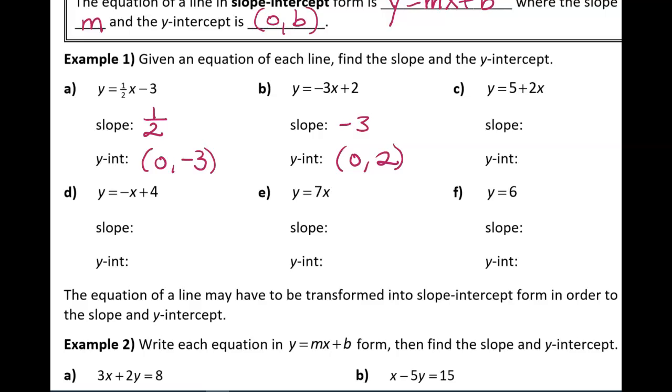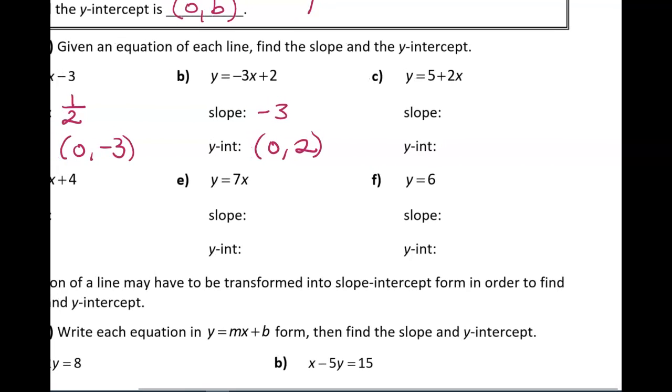All right, and in C, y equals 5 plus 2x. Remember, that's the same thing as y equals 2x plus 5. You can change the order of an addition. So what that means is our slope is the coefficient of x, which is 2, and the y-intercept is (0, 5).